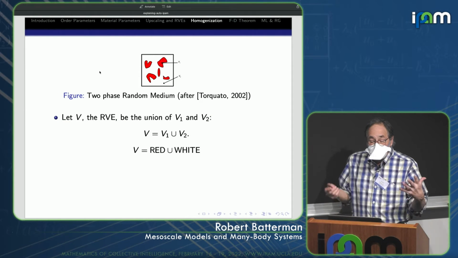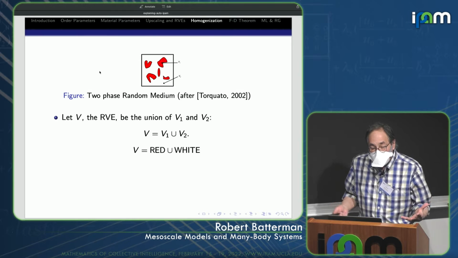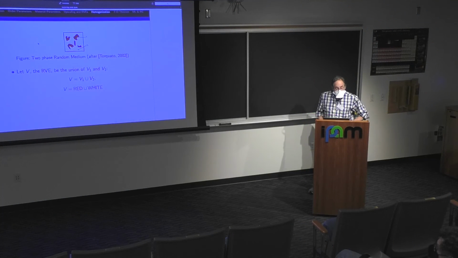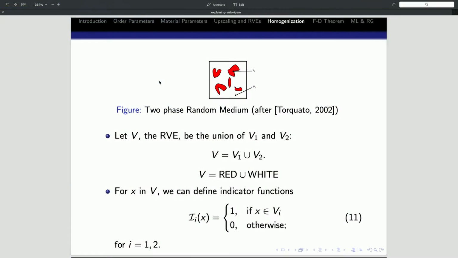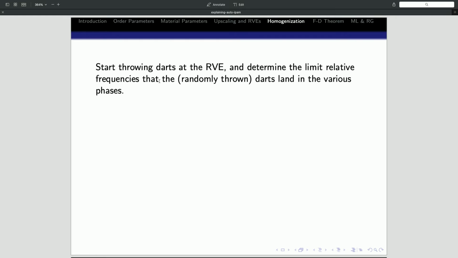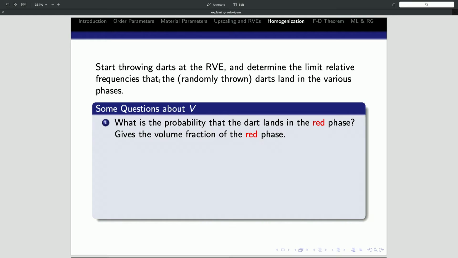So let's consider a two-phase random medium, where V is the representative volume. We can define indicator functions or characteristic functions to decide which phase we're in, whether we're in the red phase or the white phase. And then we can start throwing darts at this representative volume element. We can determine the limit relative frequencies that these randomly thrown darts land in various phases.